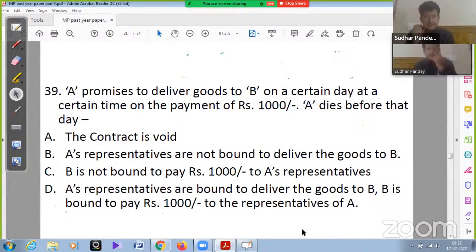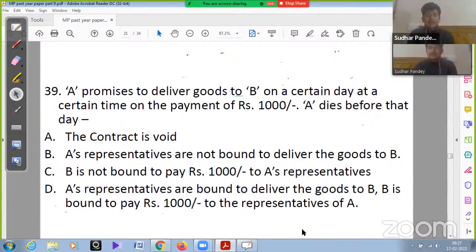A, the contract is void. B, A's representatives are not bound to deliver goods to B. C, B is not bound to pay rupees 1000 to A's representatives. D, A's representatives are bound to deliver the goods to B, and B is bound to pay rupees 1000 to the representatives of A. So 39, its correct answer will be D for Delhi.